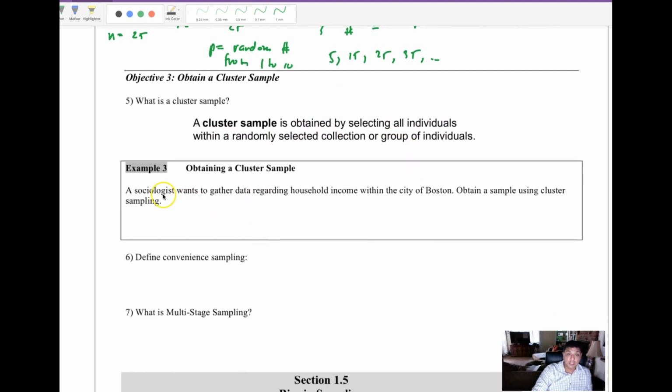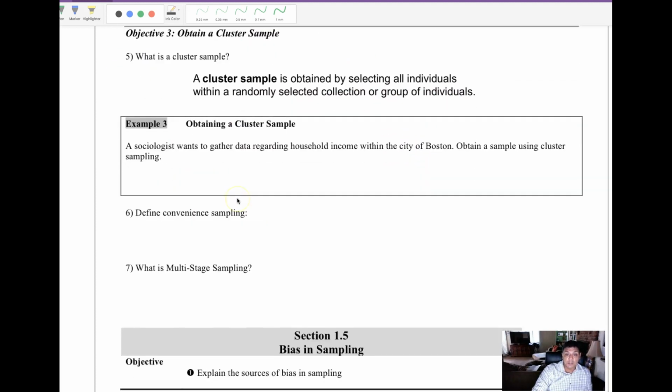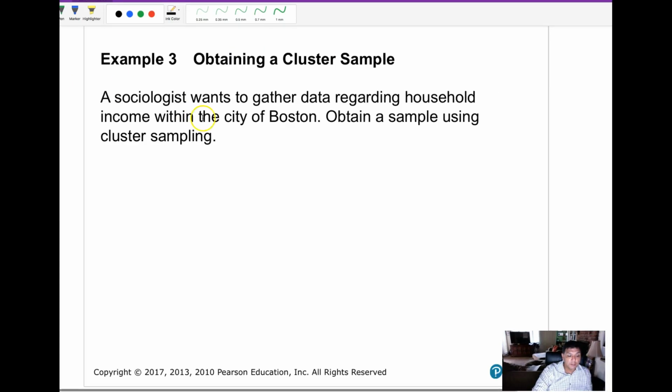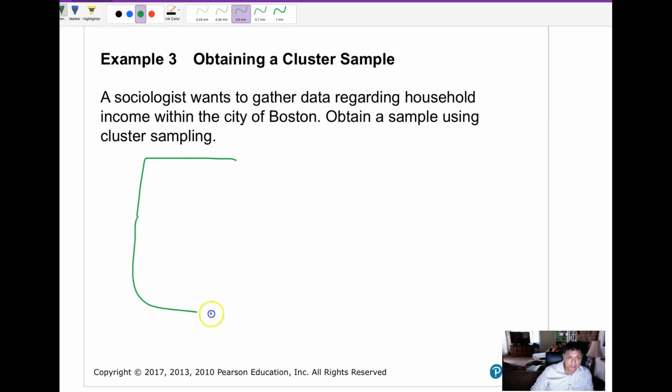For example, a sociologist wants to gather data regarding household income within the city of Boston. Obtain a sample using cluster sampling. I'll put it here on our notes. Let's think of Boston and how clusters can be different than stratified. Let's pretend that this is Boston.